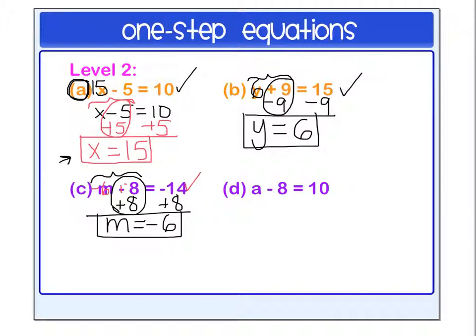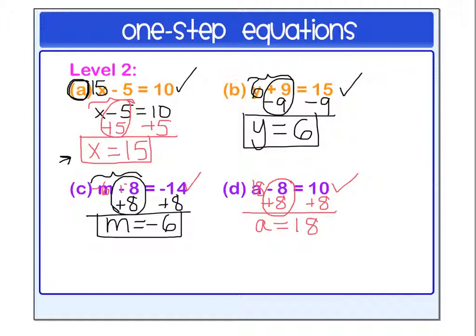On problem D, I want to undo a minus 8. To undo a minus 8, I'm going to add 8 to both sides. The minus 8 and the plus 8 give me 0 because they're opposites, and I'm left with a equaling 18. If I plug that back in, 18 minus 8 does give me 10.